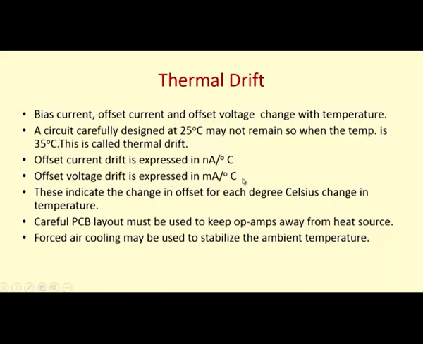So, this is because the offset current drift is expressed in nanoamps per degree centigrade. So, if there is a 1 degree centigrade change, then the offset current will change by 1 nanoamp. Similarly, the offset voltage drift is expressed in millivolts per degree centigrade. So, for a change of 1 degree centigrade in temperature, the voltage will change in the range of millivolts. So, we have to have a careful PCB layout to keep this op-amp away from the heat source, and forced air cooling techniques have to be used to nullify the output voltage even when there is a temperature change.